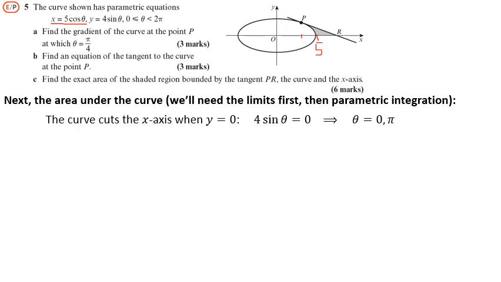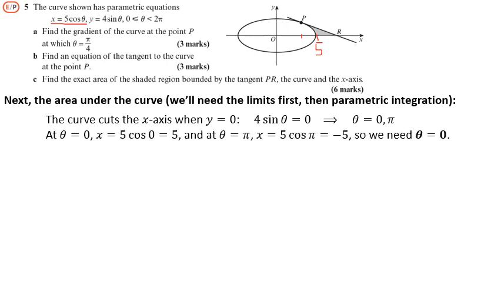Now, we could take the 5 that we got for the x-coordinate and put it into x equals 5 cos theta, and that would allow me to rearrange. We get cos theta equals 1, therefore theta equals 0 or 2 pi, for instance. Now, I've done it a bit backwards here. I'm saying if the curve cuts the x-axis, what theta values does that occur for?